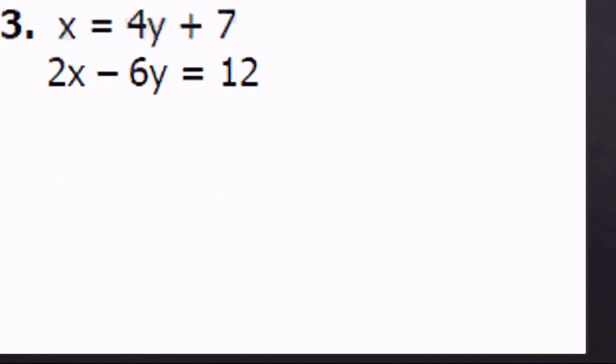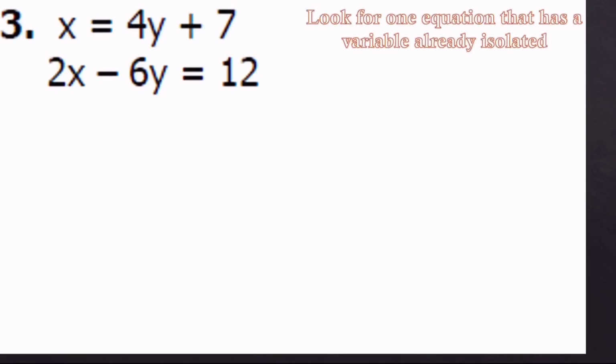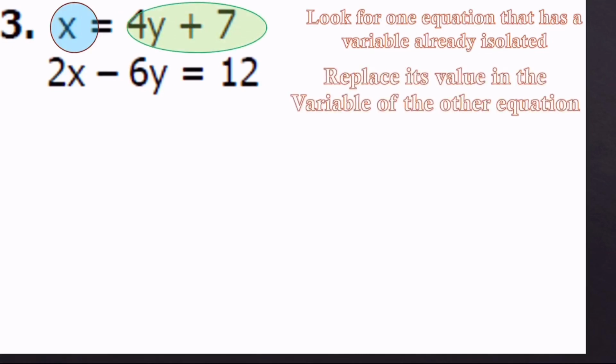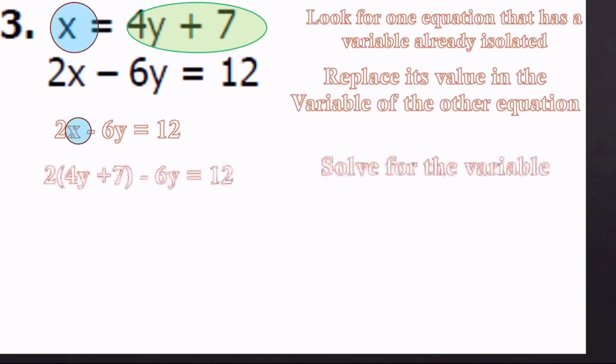So let's look at this one. This time, it's not solved for y, but it's solved for x. So I do have one variable isolated. Okay? So what I can do is replace its value. Now this time, the entire value is an expression. So I'm going to replace that into x this time, because that's what we said x equals. So I replace it with 4y plus 7. Now I'm just going to solve for y. So I distribute: 2 times 4 is 8y. 2 times 7 is 14. They're both positive. Then I bring down what I didn't touch.